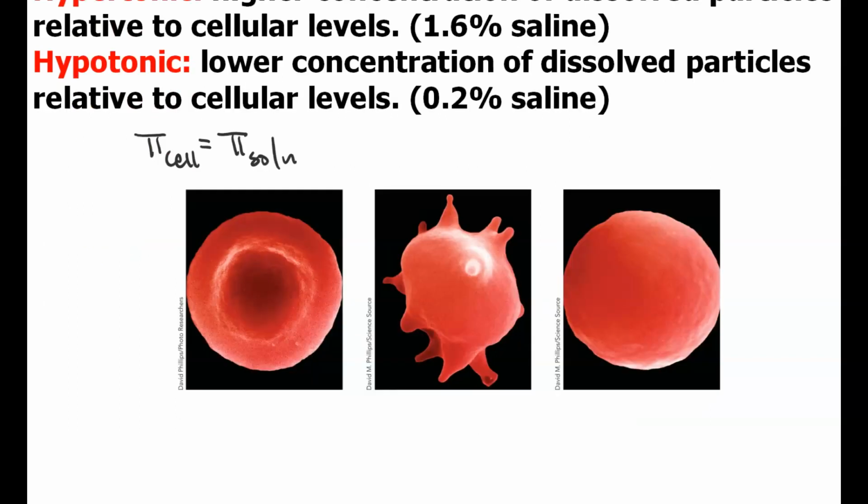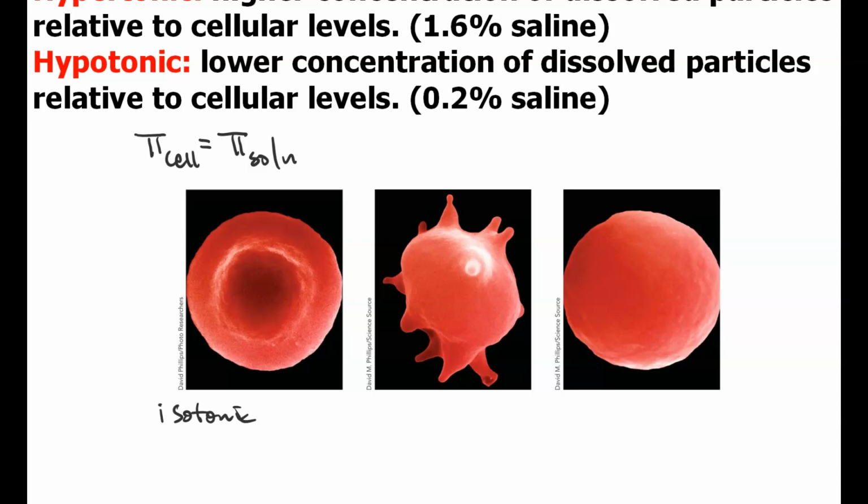So when pi of the cell is equal to pi of the solution, this is isotonic. This is what cells need for their long-term health. And this is what a normal red blood cell looks like, kind of a donut that doesn't fully have a hole in the middle.